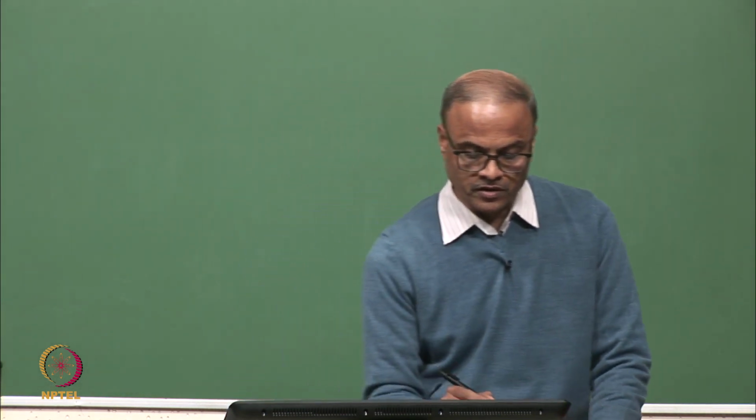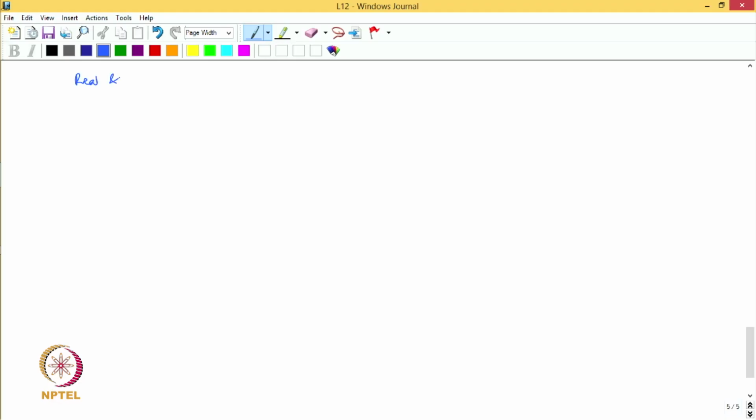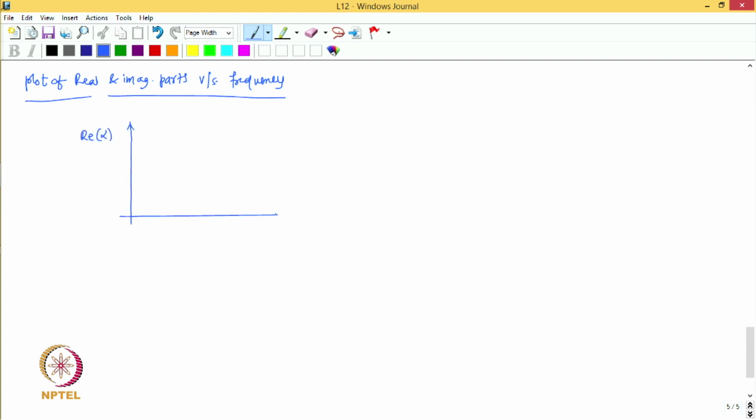Another plot which is used is the plot of real and imaginary parts versus frequency. So in this case, in the first plot we plot the real part of the FRF as a function of frequency, and this plot may look, for a single degree of freedom system, something like this.